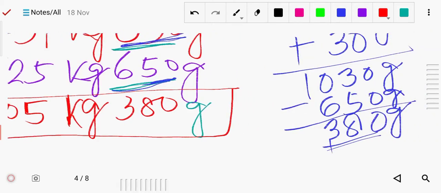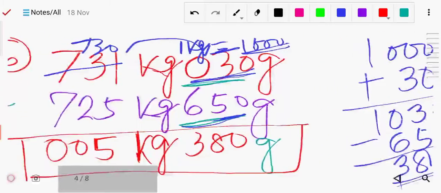Okay. So likewise you have to do. Means whenever a carry comes, from the left side a carry of 1 kg comes. So when we bring it here, it becomes 1000, and then you have to add and subtract. So this process you have to follow.